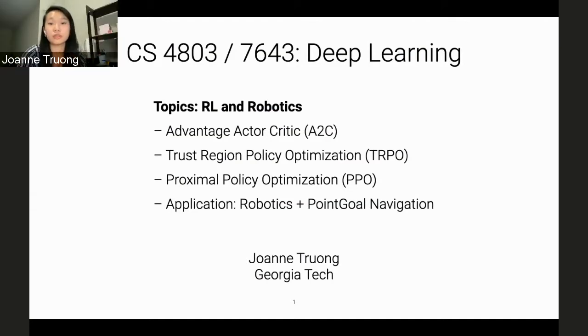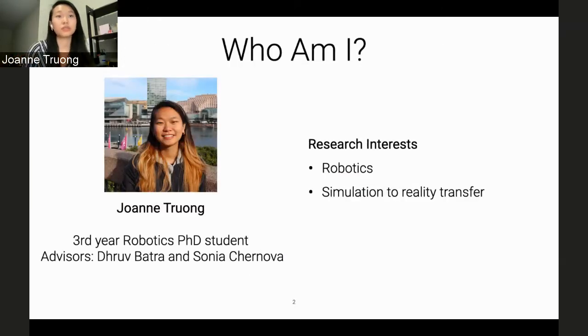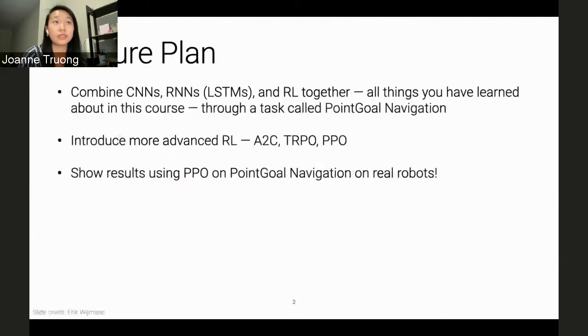Yeah, thanks, Drew, for the introduction, and welcome to today's lecture. Again, Drew already introduced me, but my research interests are robotics and sim-to-real transfer, and so I'll talk a bit about that today. So the lecture plan is to combine CNNs, LSTMs, and reinforcement learning all together. So these are all modules that you've learned throughout this course, and I'll introduce this through a task called point goal navigation. I'll also introduce more advanced reinforcement learning topics such as advantage actor critic, trust region policy optimization, and proximal policy optimization. And finally, I'll show results on these reinforcement learning algorithms on point goal navigation on real robots.